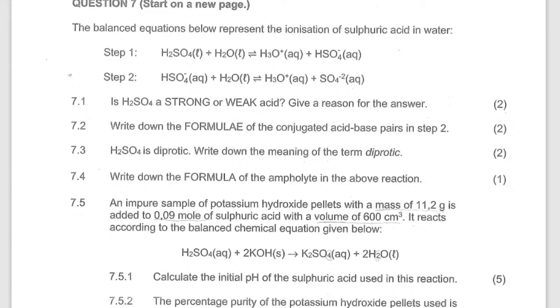Then we go to acids and bases. If you have a question, let me know. Acids and bases. Let's go.